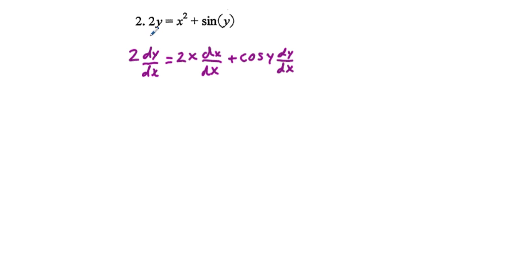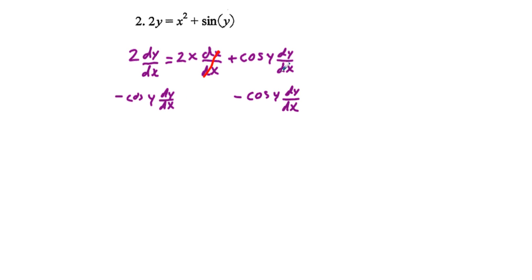And I hope you notice that dx over dx here, next to this 2x, they're going to cancel to equal 1. And so the next thing we do is to gather all terms of dy dx to one side of the equation. And to do that, we're going to subtract cosine y dy dx from both sides of the equation, minus cosine y dy dx.